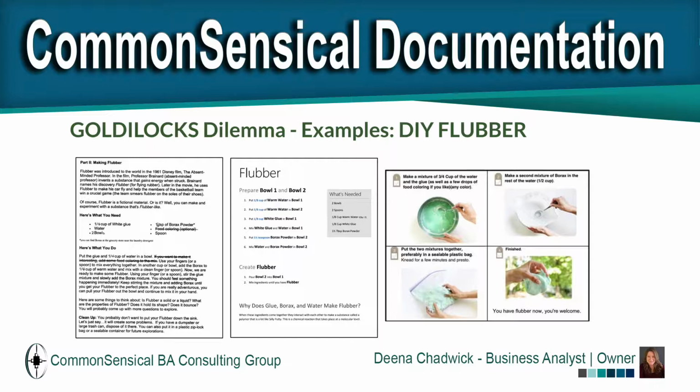This is an example of the Goldilocks dilemma. The document on the left is a typical example of a traditional paragraph format. The artifact on the right is using pictures to try to add to the story. Both of these are correct. Each one, when followed, will produce the same result.